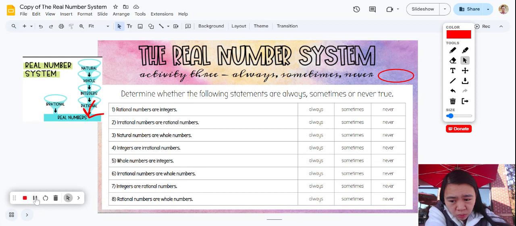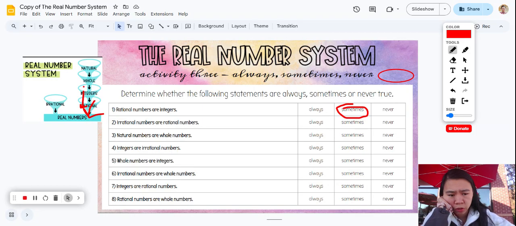But an integer could be rational. Okay, so this one's going to be sometimes. All right, because an integer, if you threw a marble right here, it would fall down and hit rational. The only time it's never is if we try to go from the left to the right. Okay, irrational numbers will never be any of the ones on the right. These numbers on the right will never be irrational either.